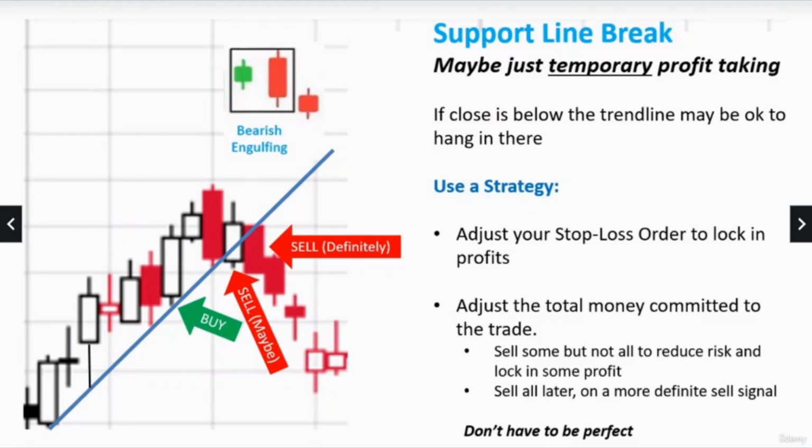You can see we had this nice long trend before that, and we bought in this example on the third touch. But let's say you bought in sooner even, then you'd have this nice long trend where you've been making a nice profit. And maybe there's just some temporary profit taking. Maybe it's just going to go down or sideways a little bit and then resume that trend. So if the close is below the trend line, you're thinking, well, maybe it might be okay to hang in there a little bit more.